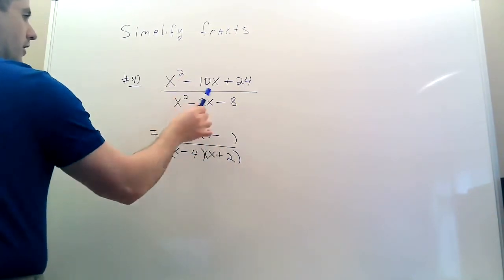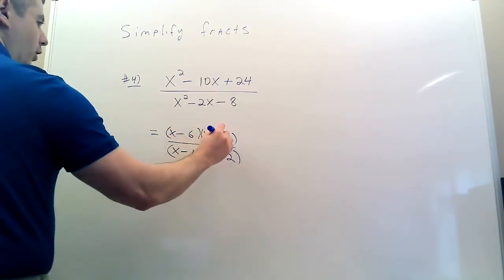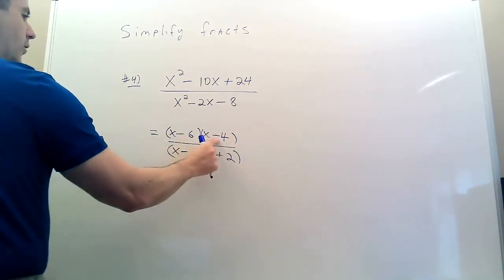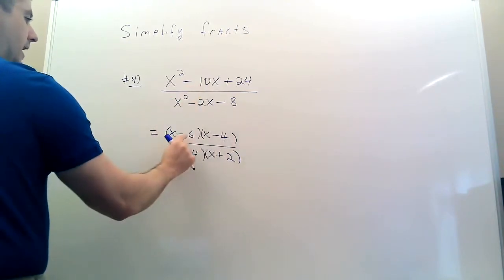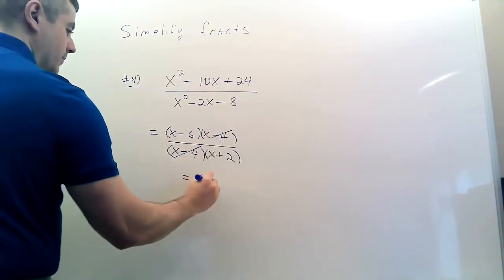I drop this one first. If this is plus, then the other one has to be the same. So it has to be 6 and 4. Negative 6 take away 4 is the negative 10 in the middle. Negative 6 times negative 4 is plus 24. Cross out the common thing.